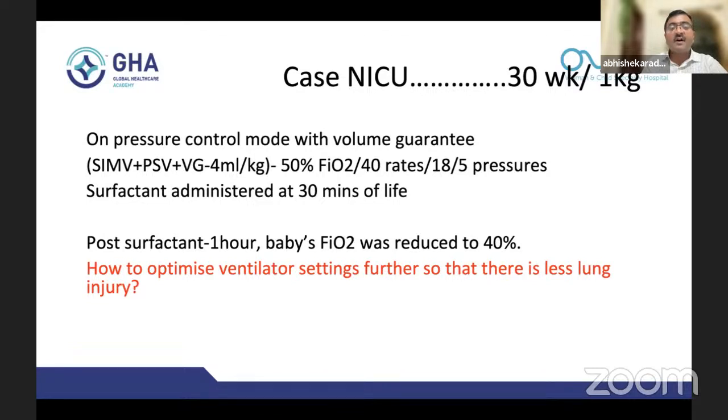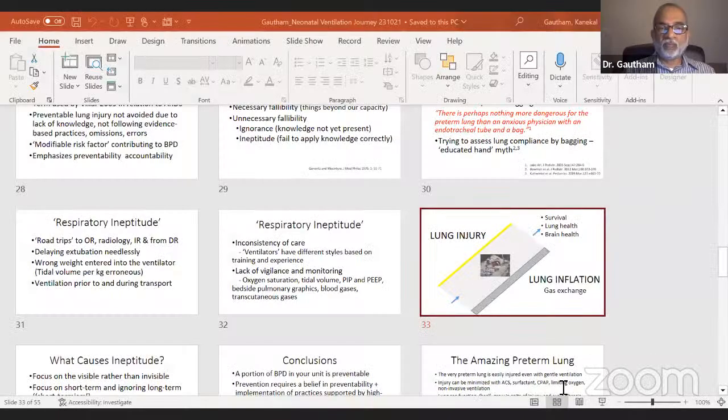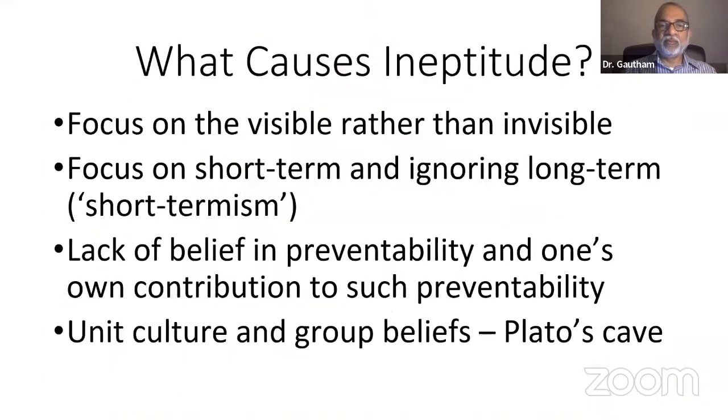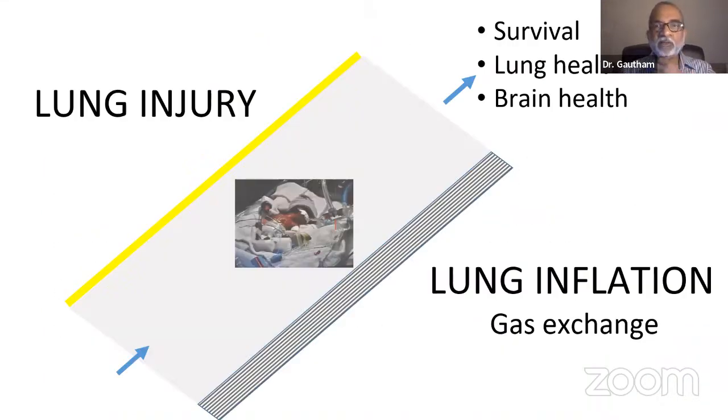So the common question is, how do we optimize ventilator settings from here so that there is less lung injury? Should we use continuous monitoring? Should we do blood gases? How frequently should it be done? To answer that question, I want to share my screen. I want to share a conceptual model. Yeah, this one. Can you see the slide? We can see the slide.